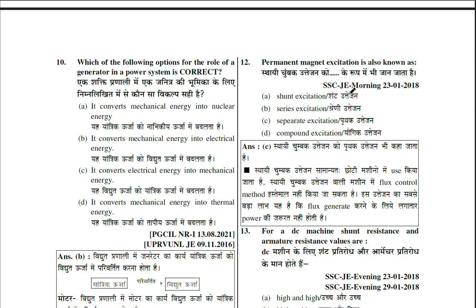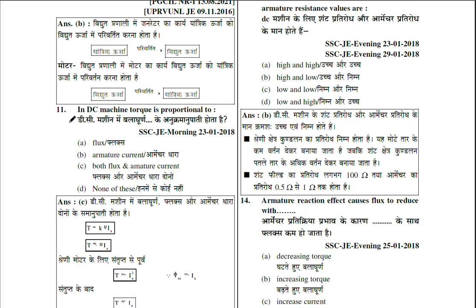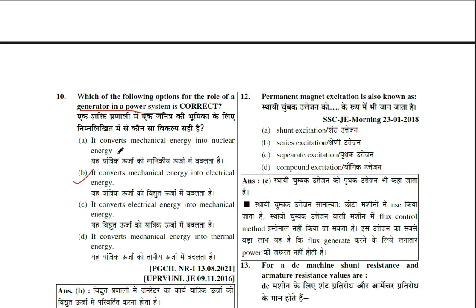Coming to the 10th question: which of the following options describes the role of a generator in a power system? The generator is used to convert mechanical energy to electrical energy. So option B is our correct answer. Coming to question number 11: in a DC machine, torque is proportional to both flux and armature current. So option C is the correct answer.